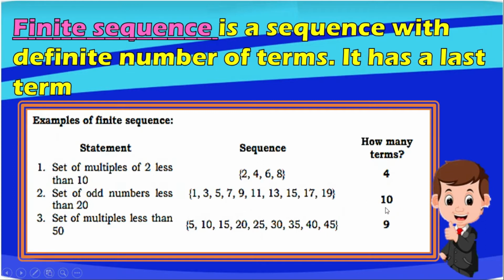There are 10 terms. Number 3, set of multiples of 5 less than 50. So we have 5, 10, 15, 20, 25, 30, 35, 40, and the last term is 45. So all in all, how many terms are there? There are 9 terms. So this is an example of finite sequence because it has a last term. Baga, walang forever.